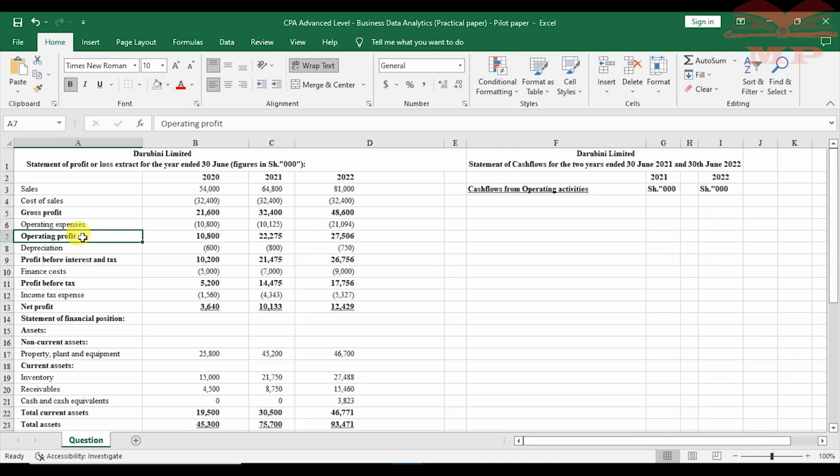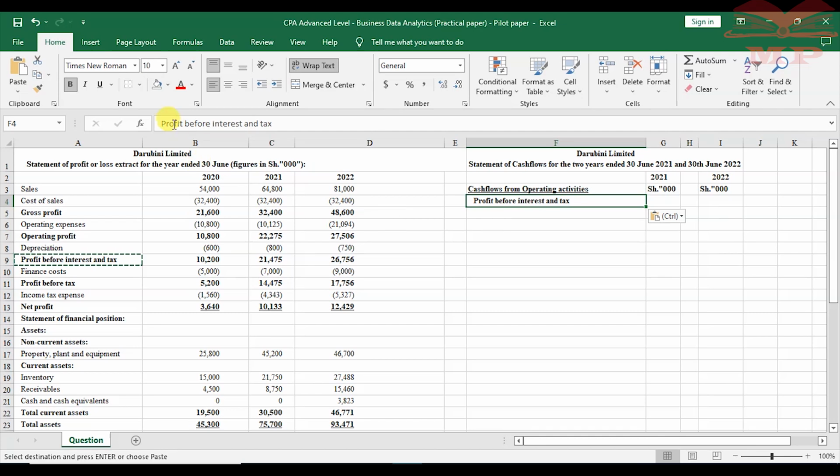So depending on the profit that you start with, that is what will really matter when making adjustments here. If you start with operating profit, then there will be no need of making adjustments for depreciation, which we see here. If you start with profit before interest and tax, then of course you must adjust for depreciation. And when you start with the net profit that is below here, then you also adjust for so many items there. So I'll pick profit before interest and tax.